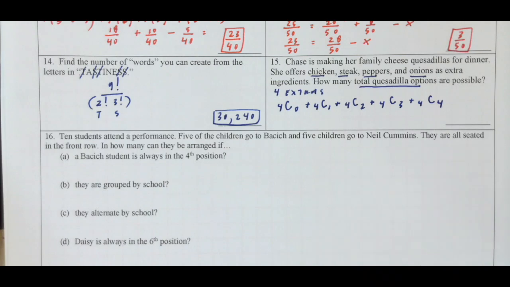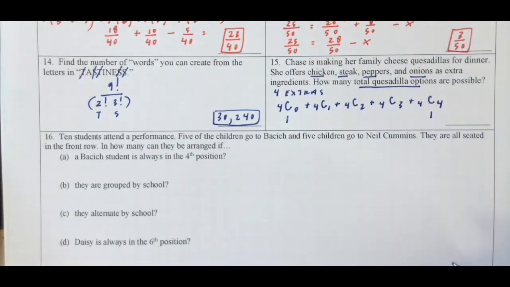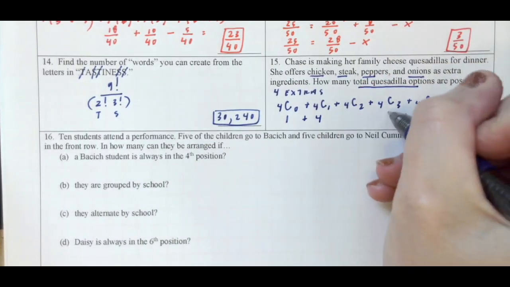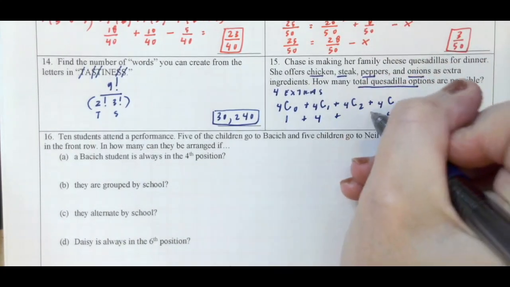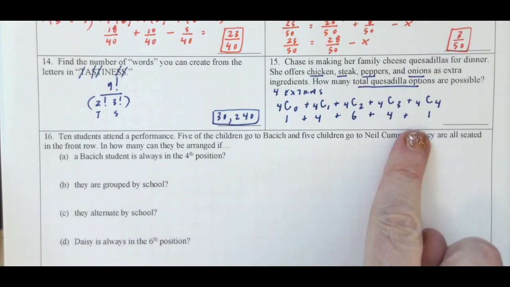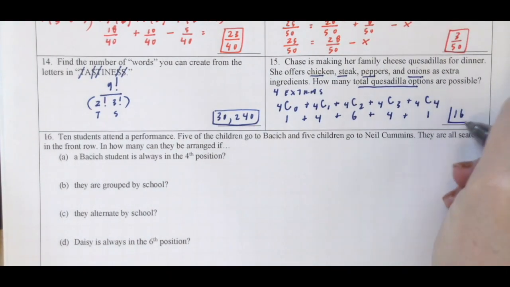And it's like a numerical palindrome. So 4 choose 0, 4 choose 4 are both 1. 4 choose 1 and 4 choose 3 are both 4. 4 choose 2 is just 6. This is really that 4th row of Pascal's triangle, and it adds up to 16.